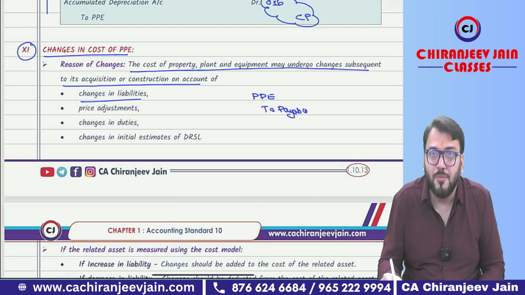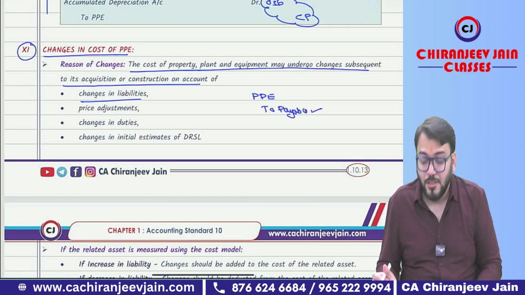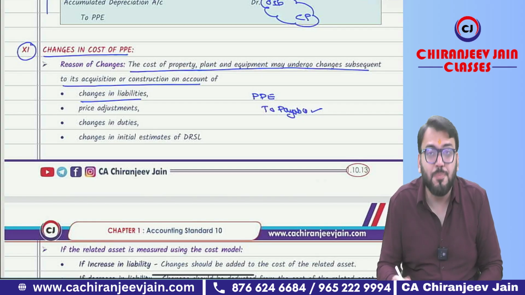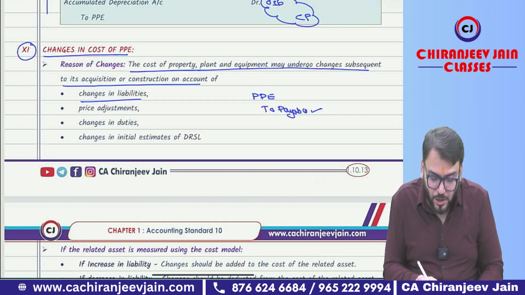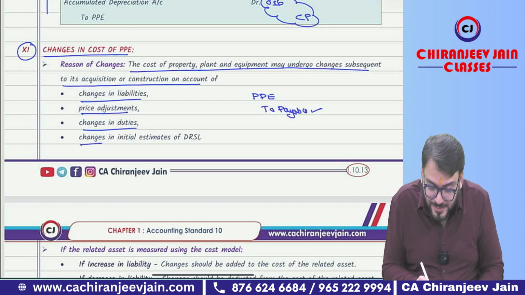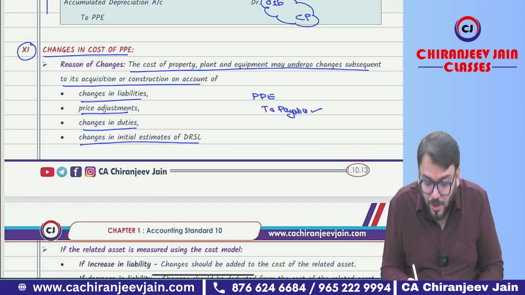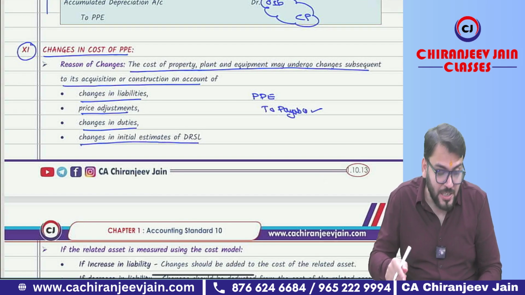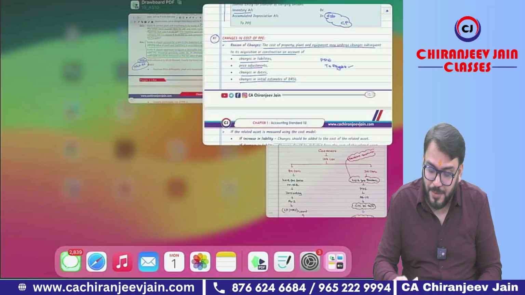And due to some reason after 1 year this payable amount changes. If payable will change, can you see your PP will change? Correct. Or due to price adjustment or changes in liability. But one of the main reasons for changing the cost price is the changes in initial estimate of DRSL. This will be the main reason.